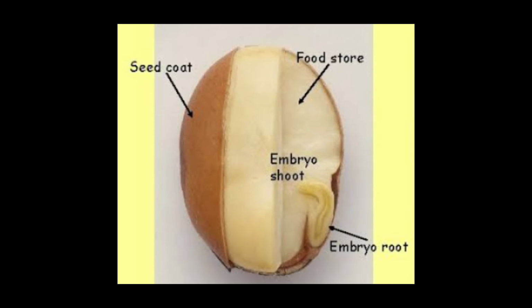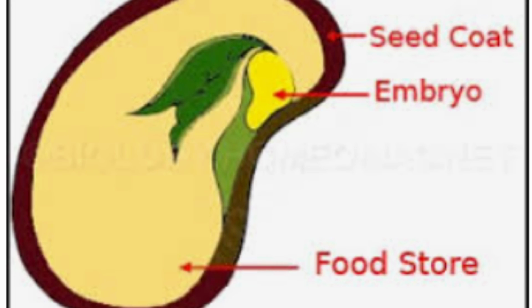And now we are going to know about the parts of the seed. So here you can see the seed coat, food store, embryo shoot and embryo root. So what is this embryo? This embryo is actually the baby plant. And the food store, here food store is written. This food store is actually cotyledons. And here the seed coat.